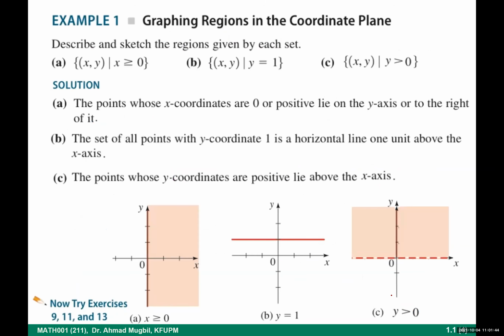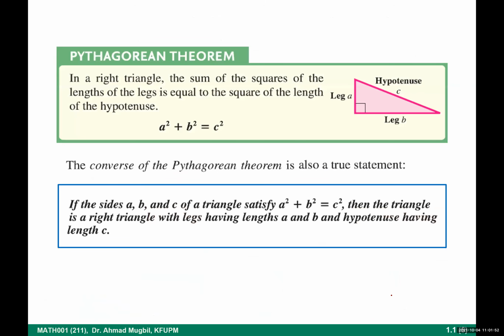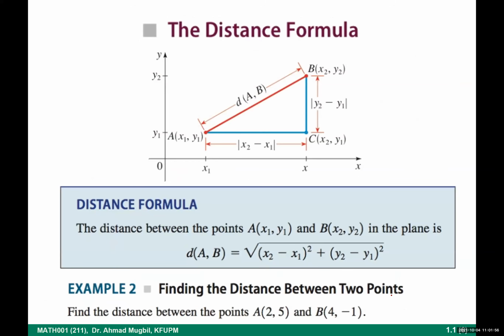You also studied in the previous class how to sketch regions, sets of points, on the XY plane. The Pythagorean theorem, this is also what we did in the previous class. The distance formula, here it is, which is of course a direct result of the Pythagorean theorem. If you have 2 points, to find the distance between them, just subtract the x coordinates from each other and the y coordinates from each other.